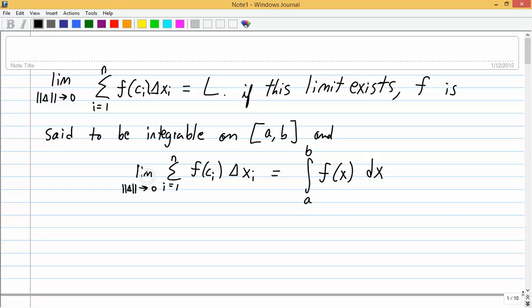Alright, so if this limit exists, if I can add up an infinite number of those rectangles and get a number, then that's equal to the definite integral. That's what that's called. You learned about the antiderivative and the integral earlier, and we didn't have any numbers that we put here. These will be numbers until we get into multivariable calculus. These are just regular old constants usually. That's the only big difference, that you have numbers here instead of just a regular integral sign.